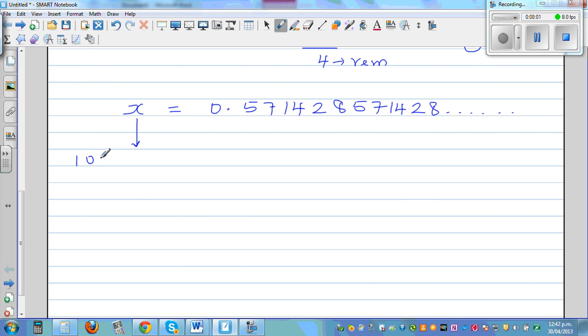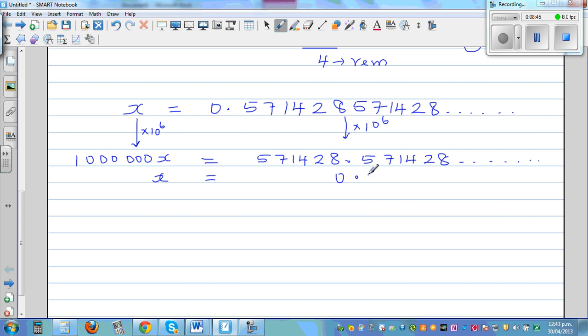So 1,000,000 has got how many zeros? If you make this 1,000,000x, I'm multiplying this by 1,000,000, or 10 raised to 6. So if you multiply this by 10 raised to 6, what will happen? So this will become 571428.571428, and this will also go on to infinity. Okay, so now what is x? So let me write x here. So x is 0.571428 recurring. This you will understand only if you have done a bit of algebra.